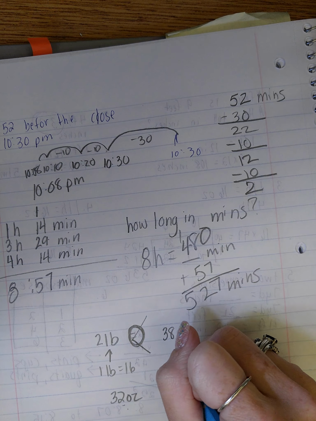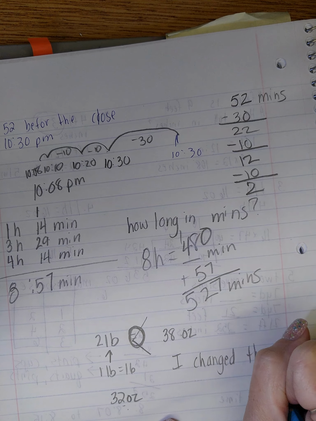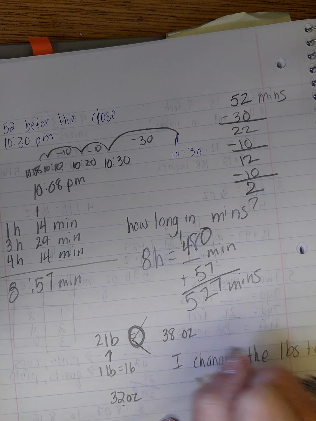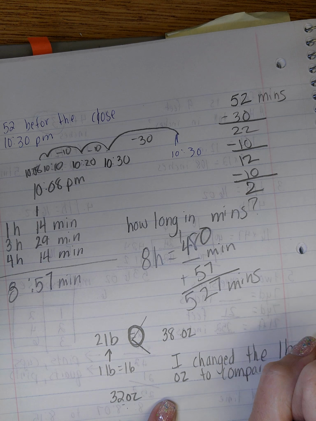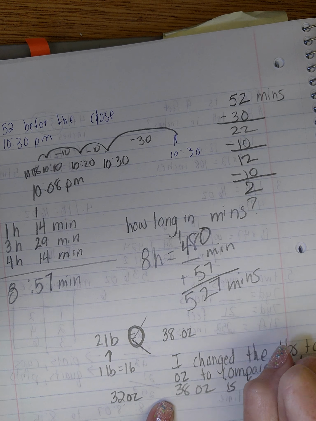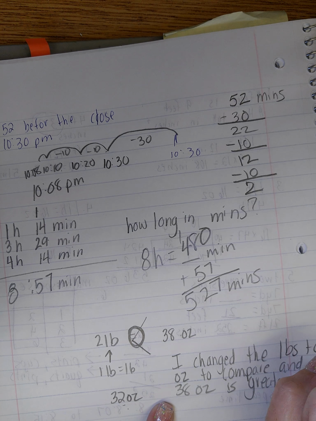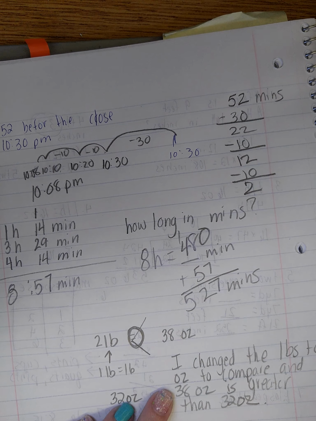This is what I would write. I changed the pounds to ounces to compare, and 38 oz is greater than 32 oz. And that's how we would solve this.